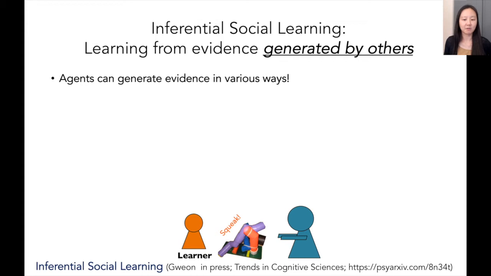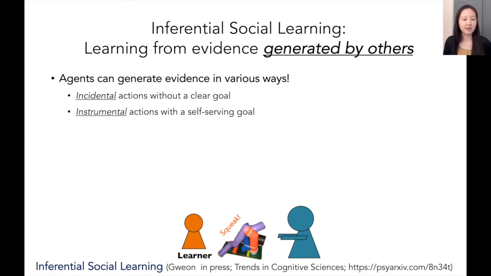because when people generate evidence, they do so for a number of different reasons in a number of different ways. So actions can be incidental or accidental without any clear goal, or instrumental with a self-serving goal. So the person might simply want to play with the toy. However, in some cases, and often in what children observe, there are instructional or pedagogical actions with a clear communicative goal. For instance, actions done with the intent to teach the learner how this toy works.